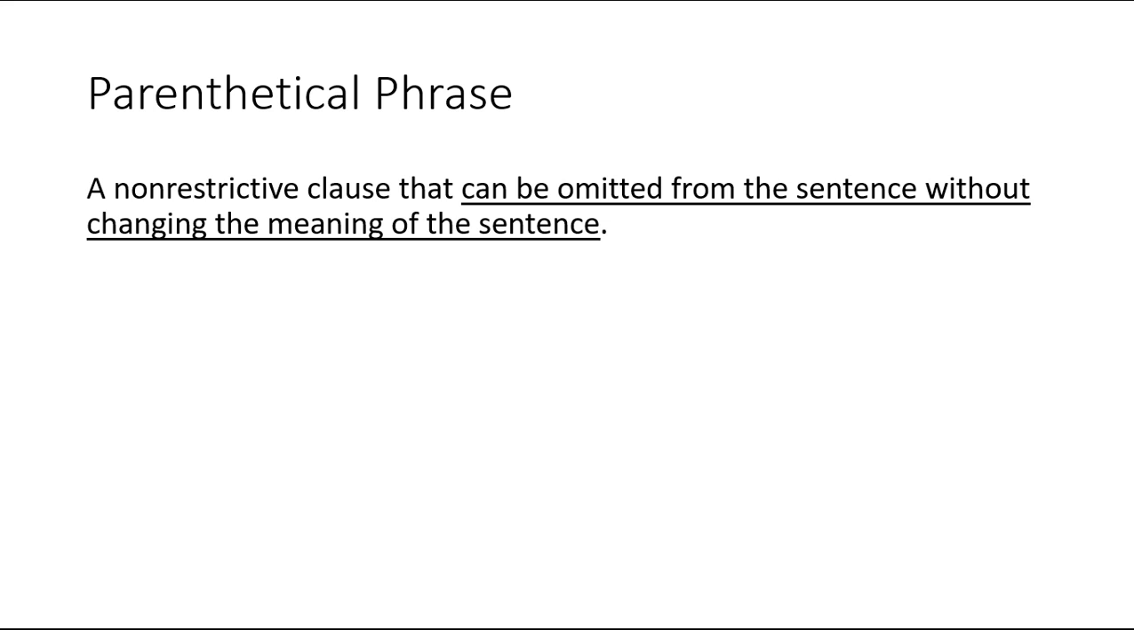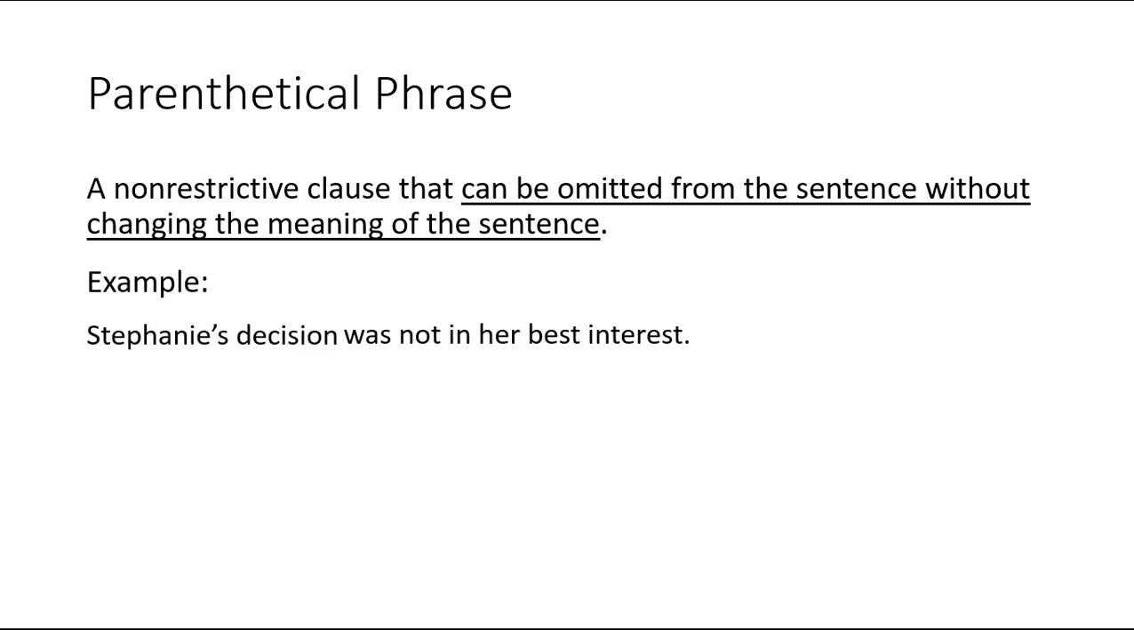Essentially, it's non-essential information. Here, let's go into an example. Stephanie's decision was not in her best interest. What if I introduce this right in the middle? In my opinion. As you can see from originally, it was fine just by itself. When I added it in, I separated it out with two commas, one comma here and one comma here. So you can see that this definitely is non-essential. So this is an example of a parenthetical phrase.